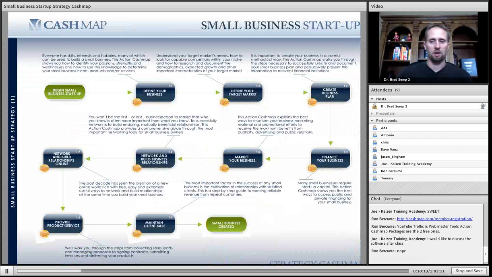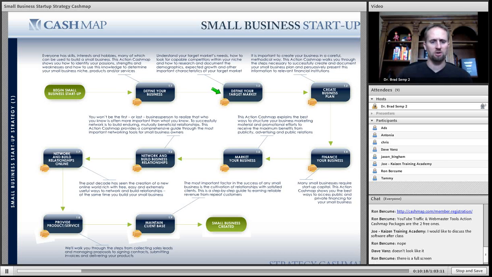Here's the start node that I talked about. Begin small business startup. I'm going to zoom back out so you can see the whole thing for a minute. You'll see on this one that it starts here in this upper left-hand corner. Right here, I'll put the arrow in here. And begin small business startup.